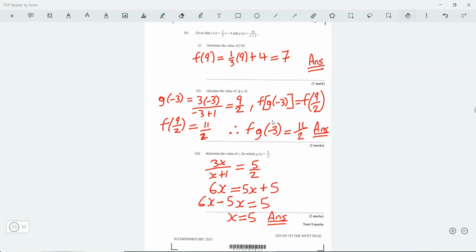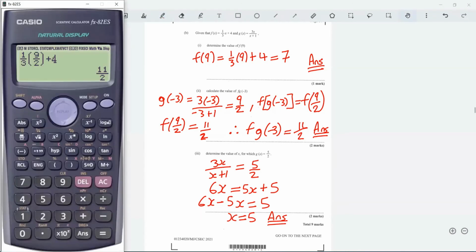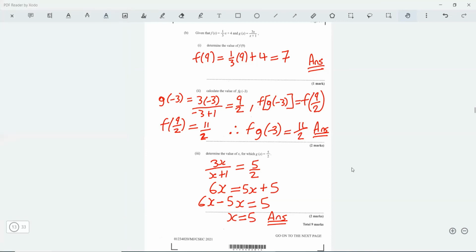Now, if you don't believe it, you can actually check it. Take out a calculator and do this: 3 times 5 divided by 5 plus 1. And you get your 5 over 2. Since you get your 5 over 2, we're correct. G of x is indeed 5 over 2. Oh, nice. That takes care of question 4.